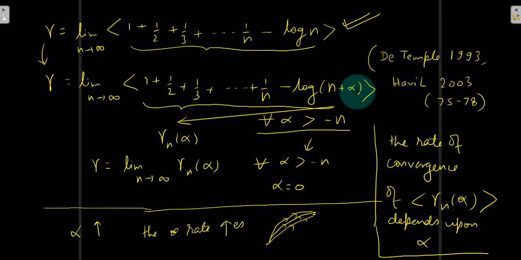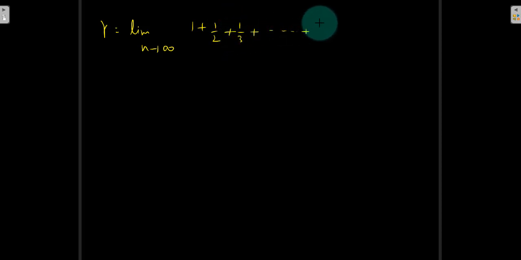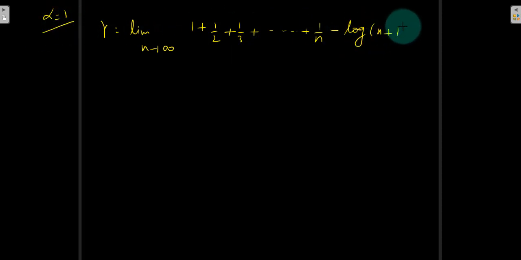If you take alpha as 1, what would you get? We will get gamma equals the limit as n tends to infinity of 1 plus 1 over 2 plus 1 over 3 and so on up to 1 over n, minus log of n plus alpha, and alpha I have taken as 1. So we will get log of n plus 1. So I can directly state this now.